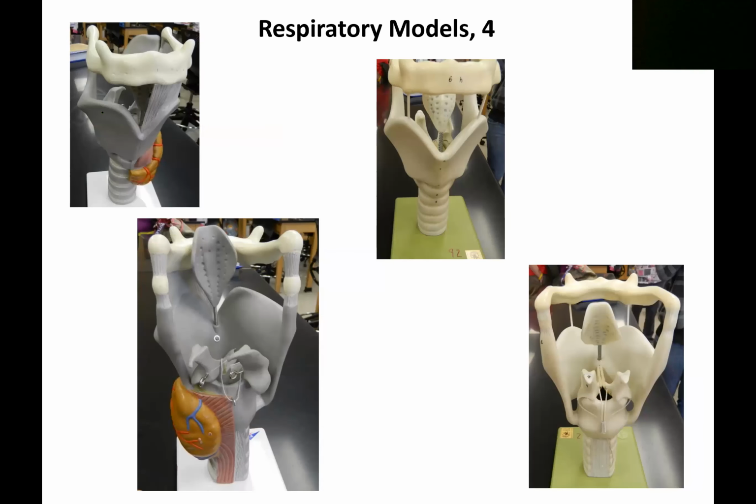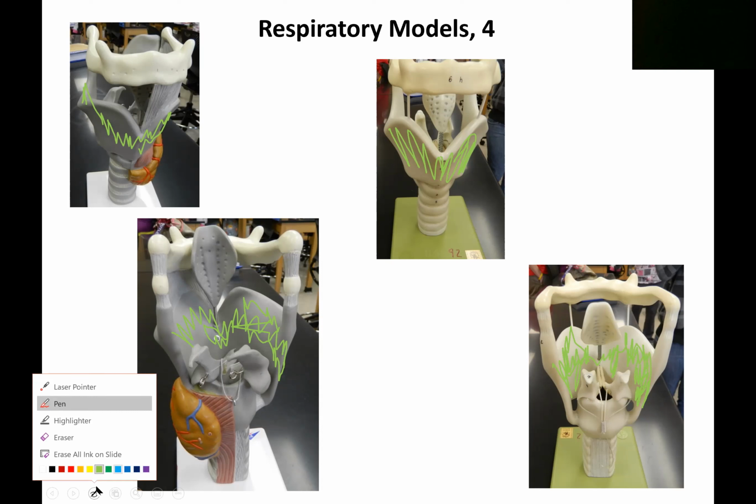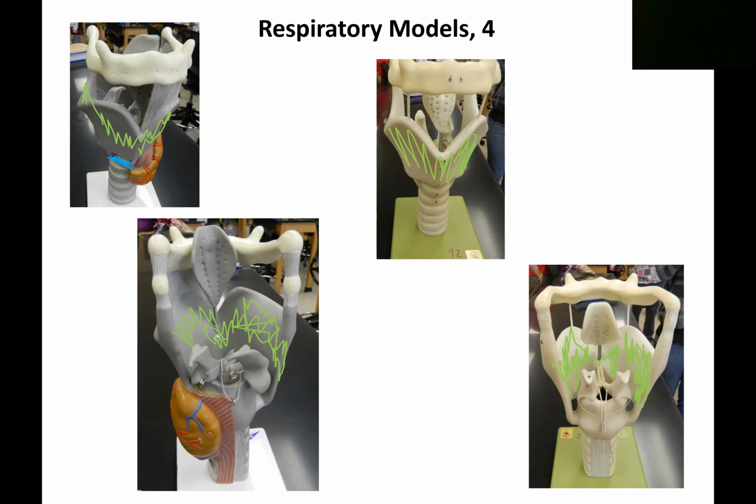Okay, this is our larynx model. You could see the thyroid cartilage, cricoid cartilage. It's covered up by muscle here.